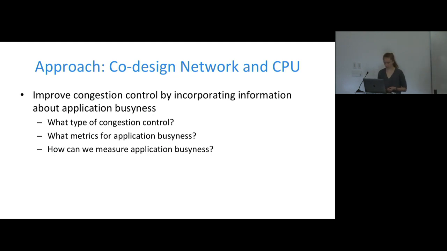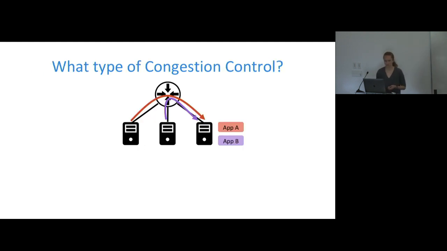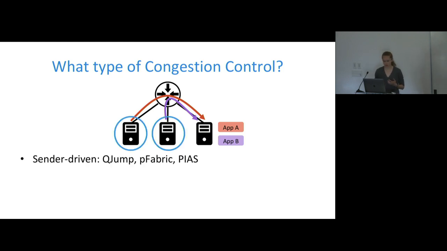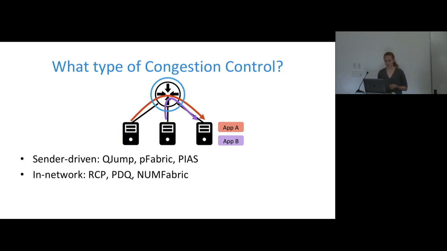So first, what type of congestion control should we use? We can broadly categorize approaches to congestion control based on where in the network the decision is made about which flows to prioritize. So for example, with sender-driven approaches, senders encode priority information in each packet, and then end hosts and routers and switches enforce these priorities, so the decisions are made by the senders. With in-network approaches, senders encode some information about their application demands in packets, and then routers and switches along the network paths enforce these or decide how to mediate between these different competing applications.